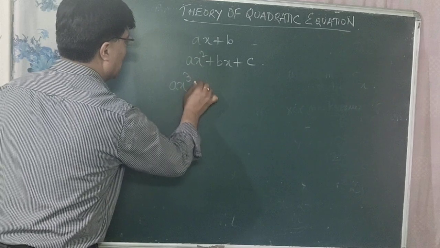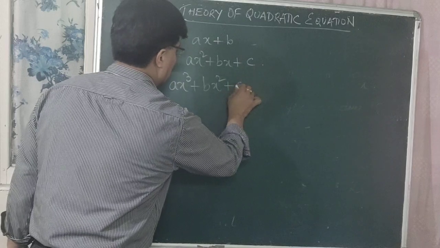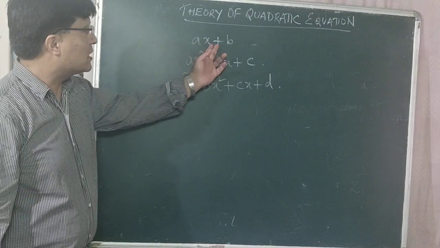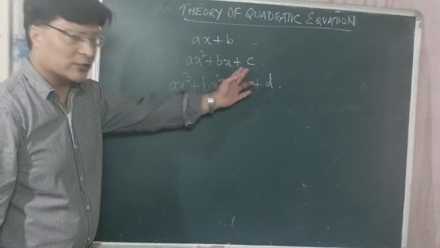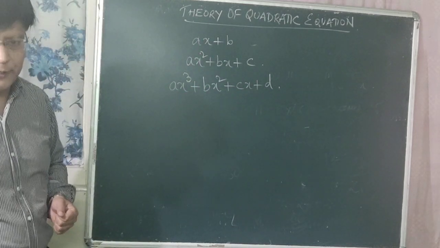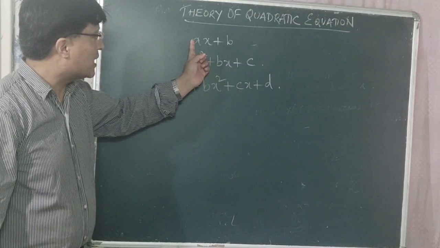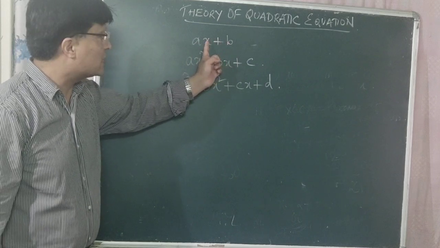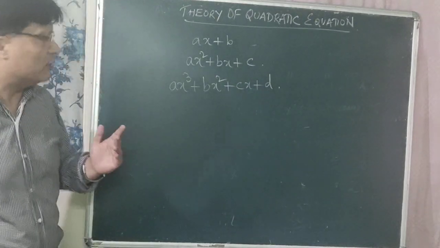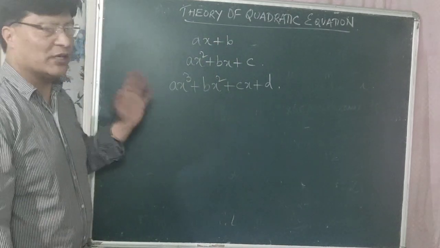Then comes ax cube plus bx square plus cx plus d. So this ax plus b, ax square plus bx plus c, and ax cube plus bx square plus cx plus d are examples of expressions. Usually in this case x is there. In ax plus b, x is the variable. The variable means which changes its value. And a and b are known as constants, which do not change their value.